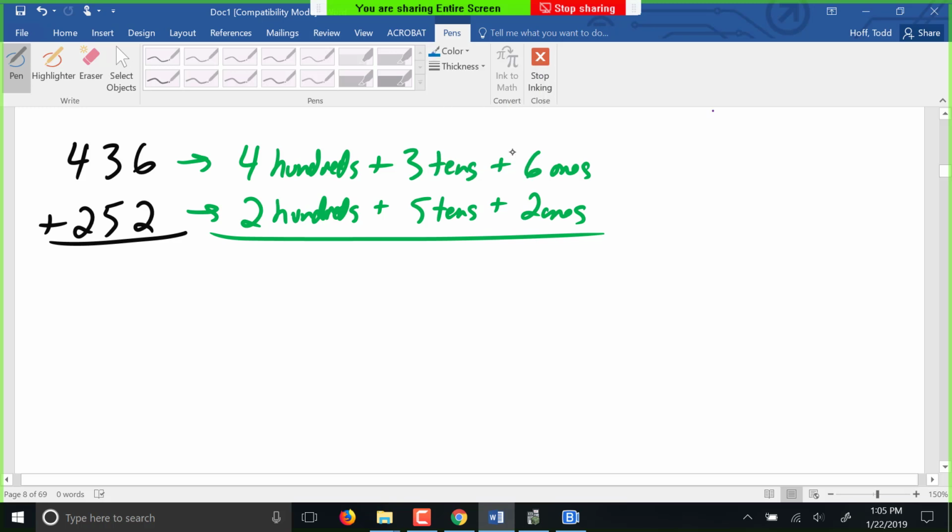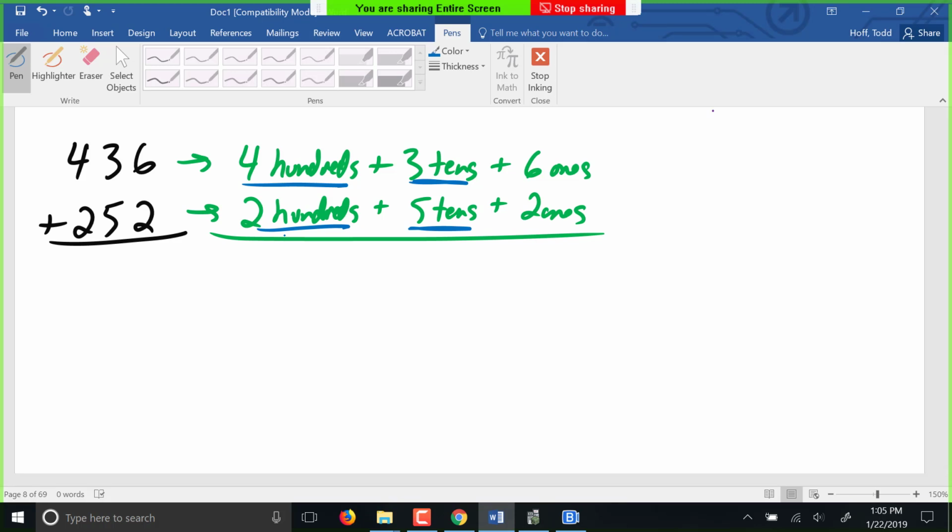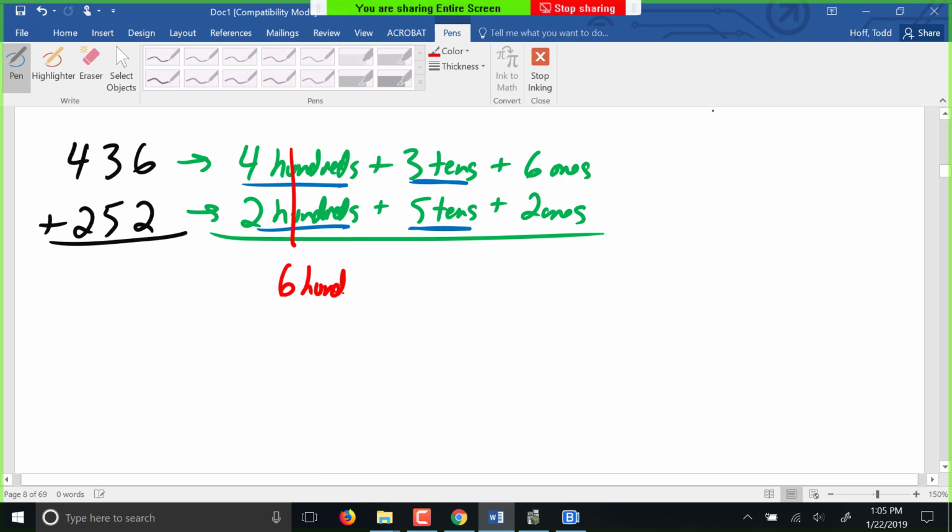And since we can only add things that have the same name, it comes right down to the place values, the digits. Each individual digit has a count and a name. I can only combine 3 tens with other tens, the hundreds with other hundreds. That's why it's been stressed to us to line up those columns when we add and subtract. Once they're lined up, we can just go ahead and add. 400s and 200s make 600s. 3 tens and 5 tens make 8 tens. 6 ones and 2 ones make 8 ones, 688.